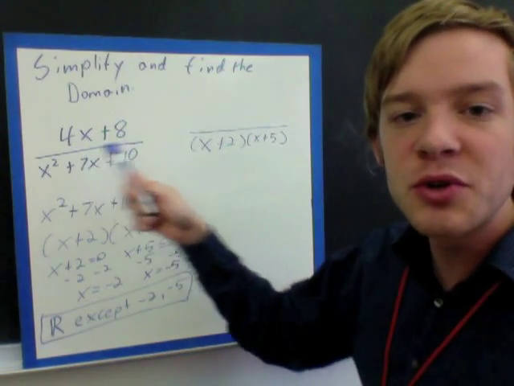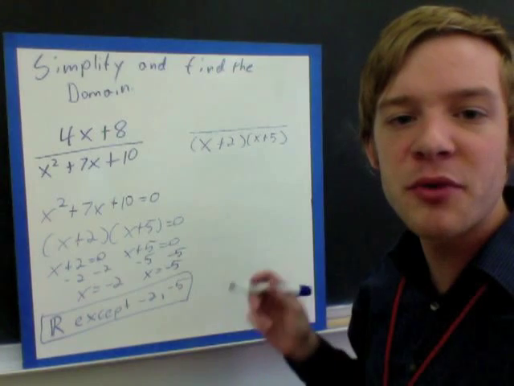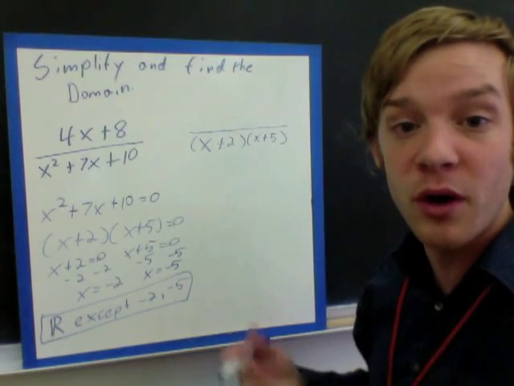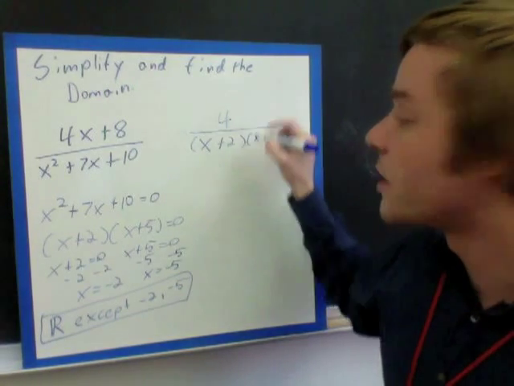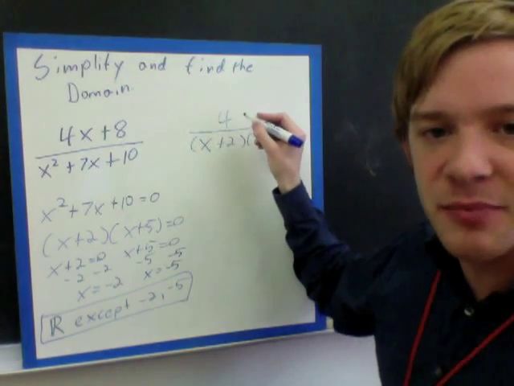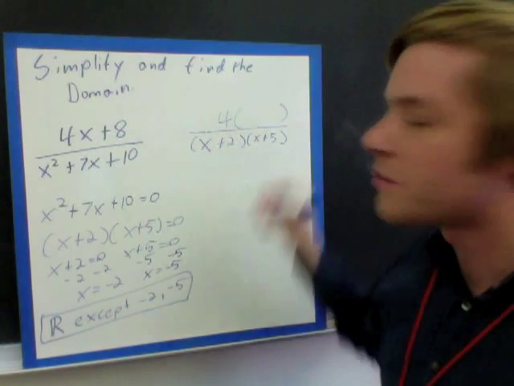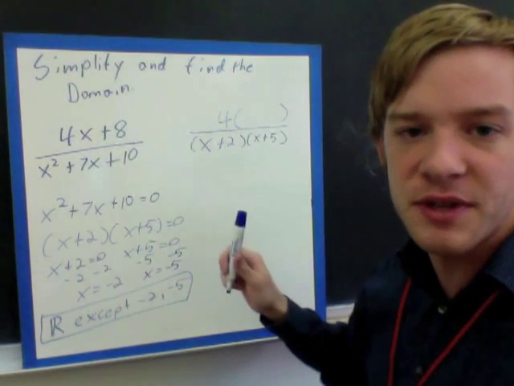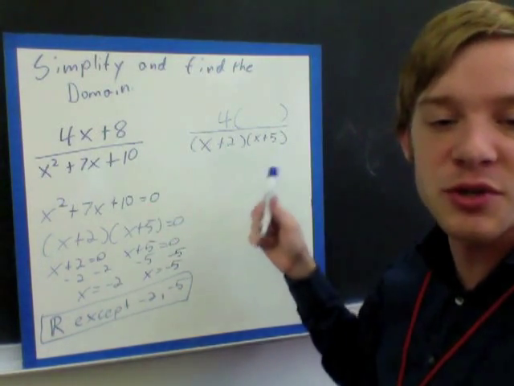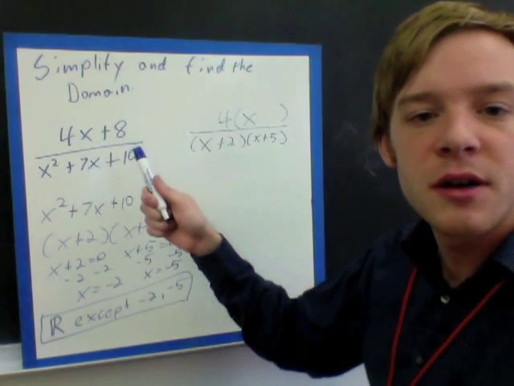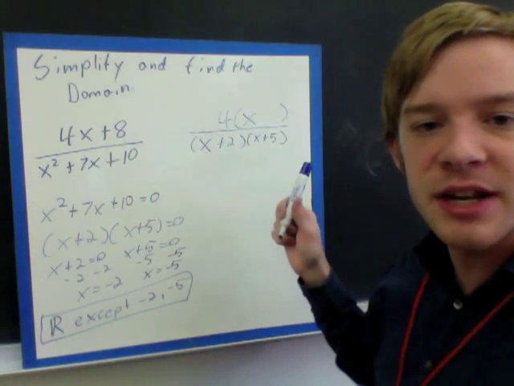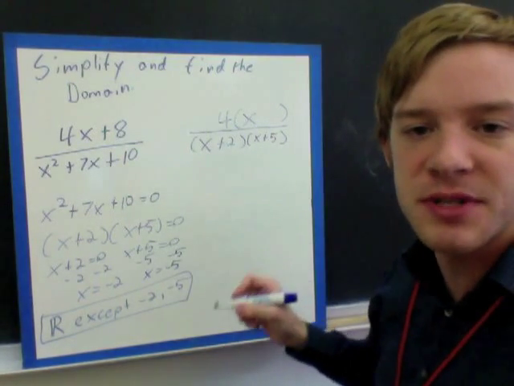Now if I look at the numerator up here, I see I can divide both 4 and 8 by the number 4. So I'm going to put a 4 out in front, and then I'm going to have my parentheses, because I know I can factor out a 4 from both of these. Now 4x divided by 4 is just x, and 8 divided by 4 is going to give me 2. So I'm going to have x plus 2 inside the parentheses.